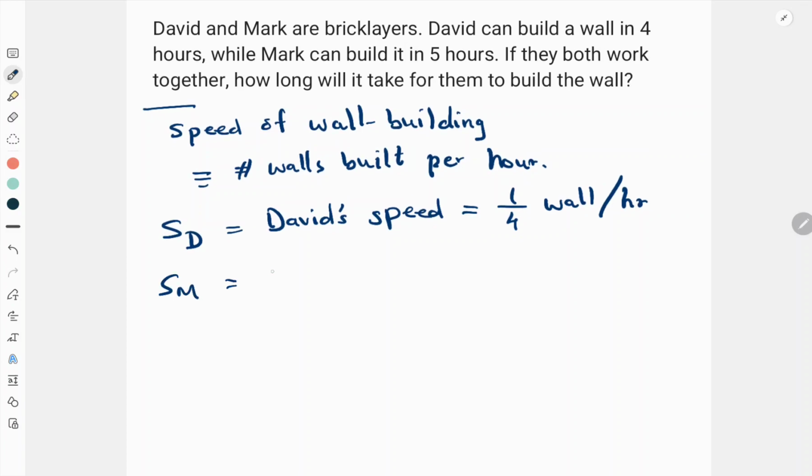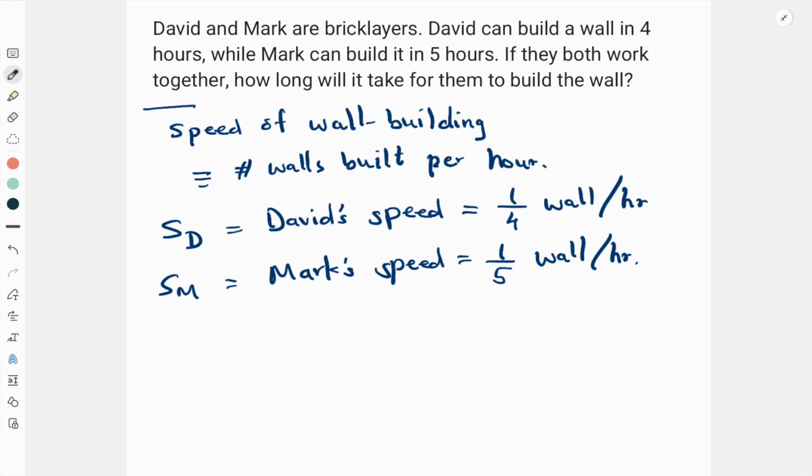And SM, which is Mark's speed, which is, because he takes 5 hours to build a wall, 1/5 wall per hour. So if he's given 5 hours, he can build 5/5 of the wall, which is the entire wall. Now these units are a little unnatural. This is 1/4 wall per hour or 1/5 wall per hour.